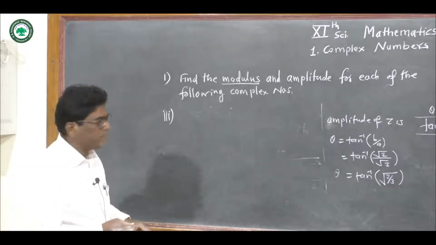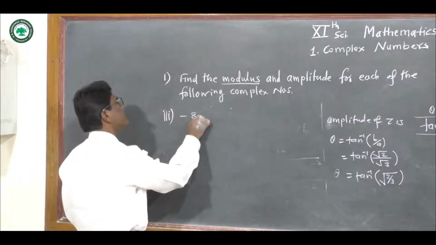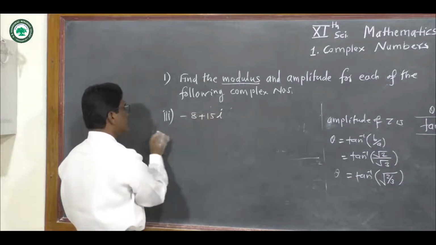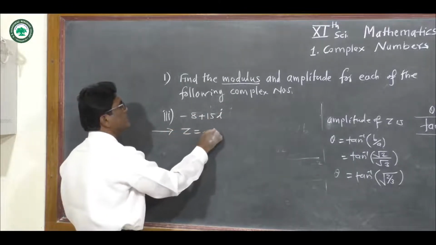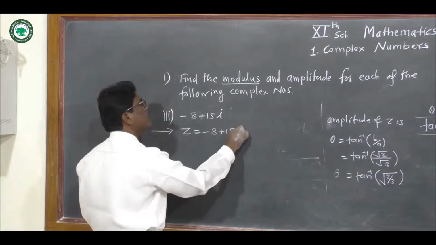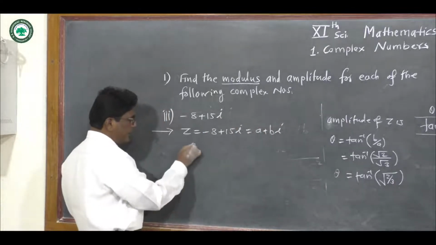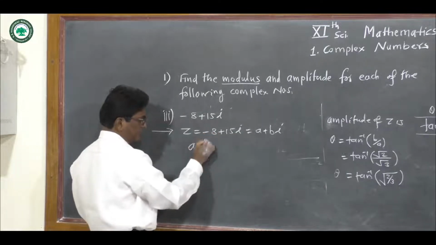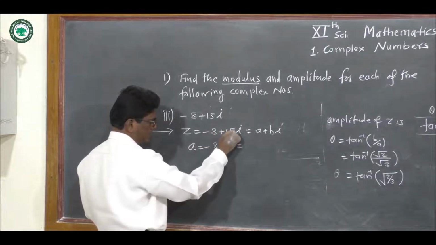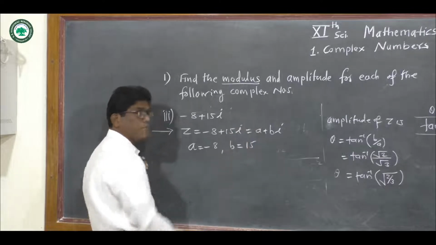Minus 8 plus 15i. So we call this Z. Z is equal to minus 8 plus 15i. Compare with a plus bi. So what is a here? A is the real part, that is minus 8, and b is the imaginary part, the coefficient of i, that is 15.